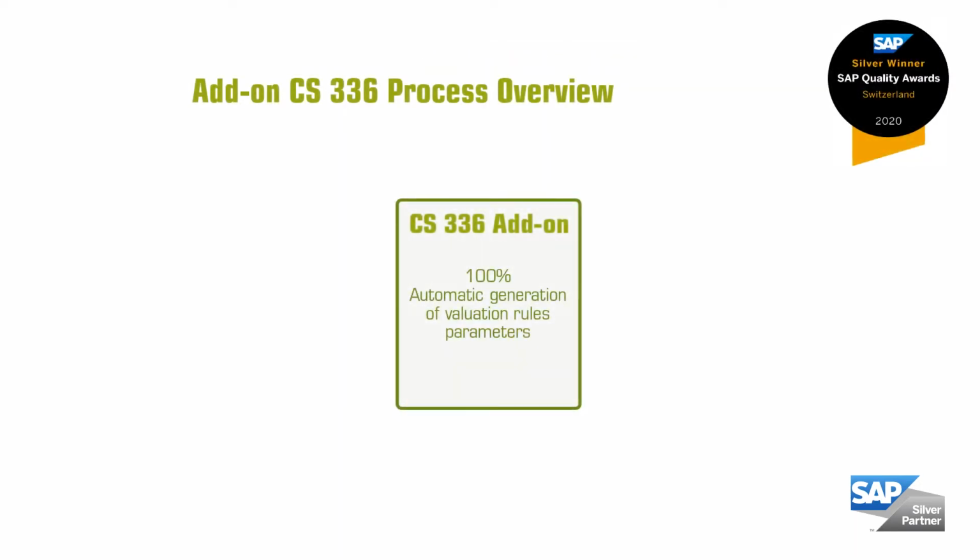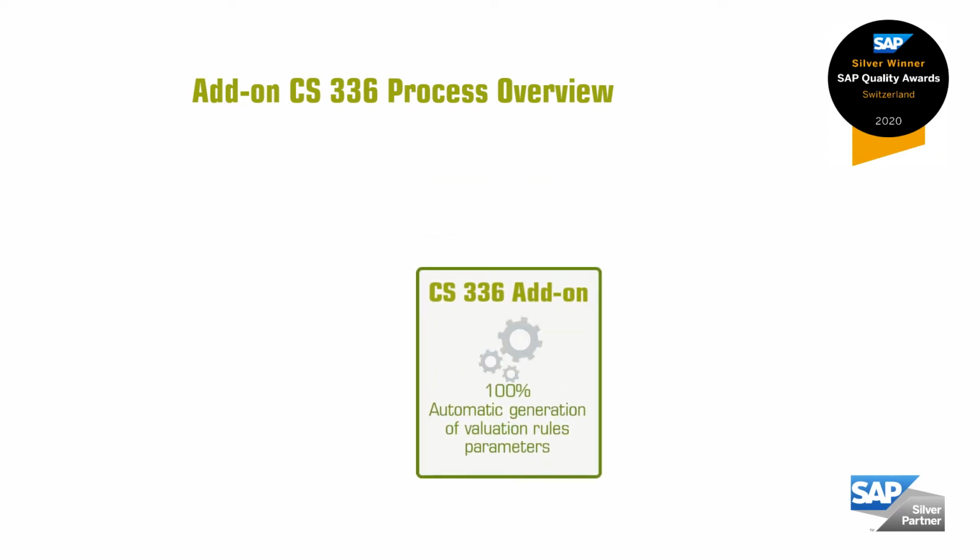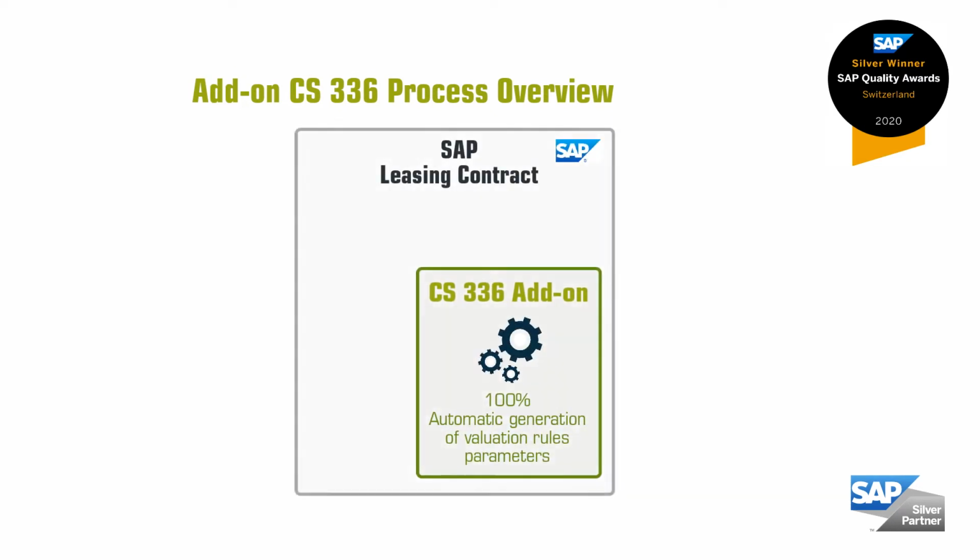A perfect example of this is the CS336 Automatic Leasing Contract Valuation, which offers a seamless integration of the IFRS16 valuation process with SAP. This add-on rids you of the hassle of entering the parameters of the valuation rules because all parameters are fully automatically generated.